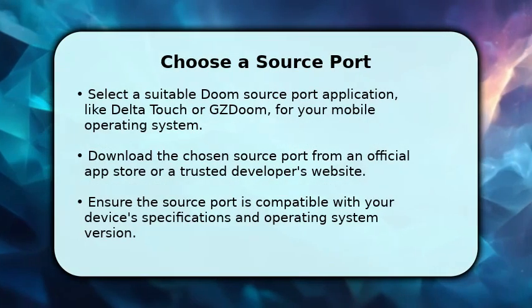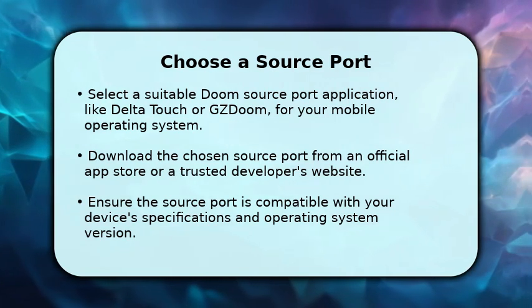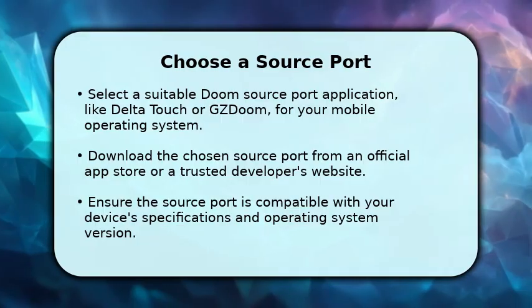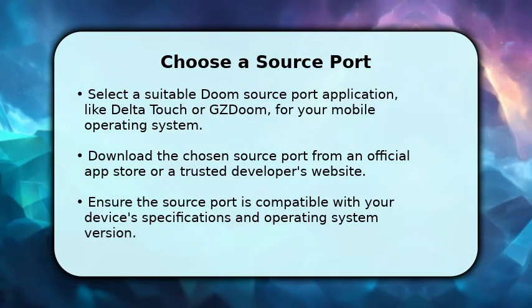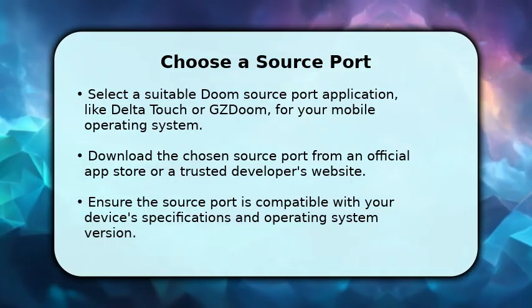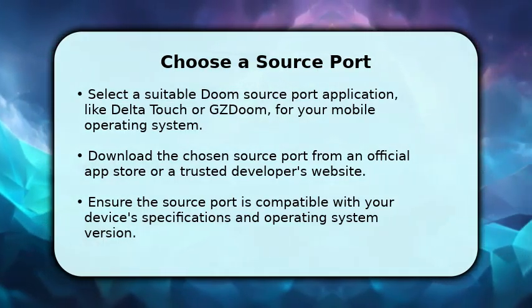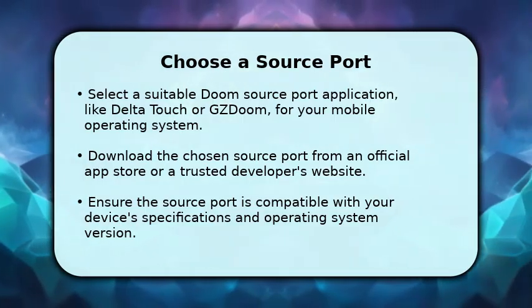To begin, you'll need a Doom source port, which is an application that allows the game to run on modern systems. Popular options include Delta Touch for iOS and GZDoom for Android, often available through app stores or direct downloads. These ports provide the necessary framework and features for a smooth mobile experience, including touch controls and save functions.